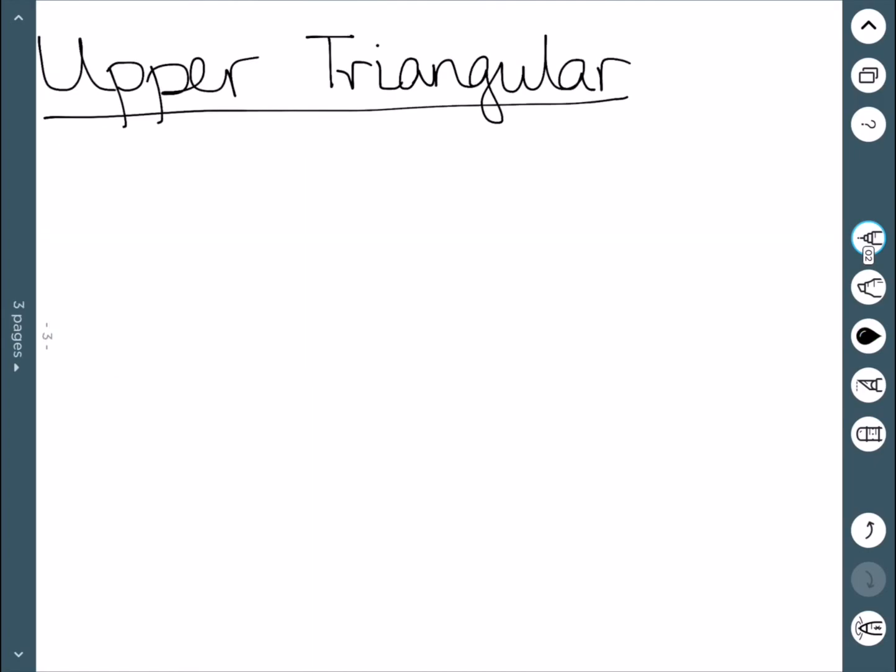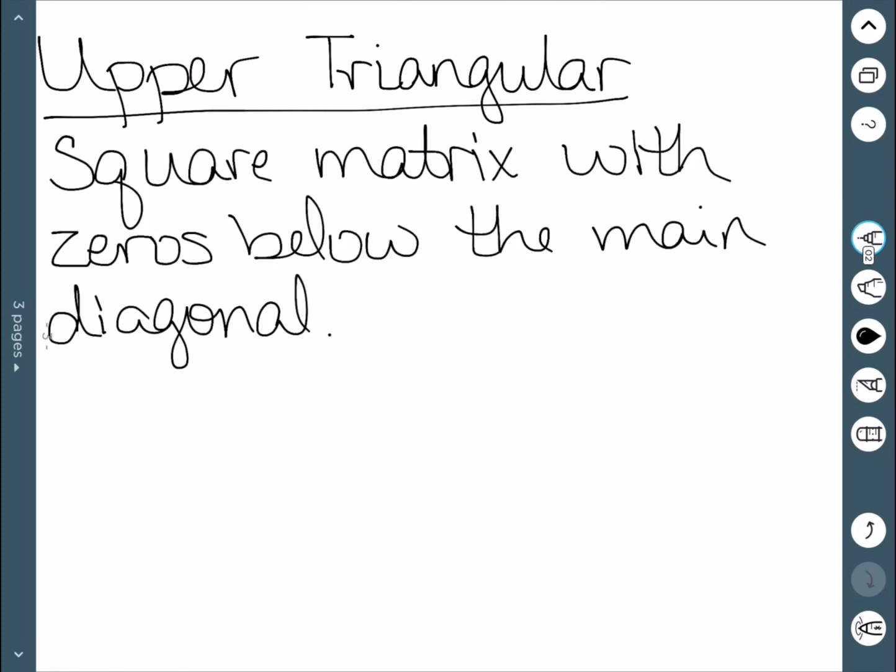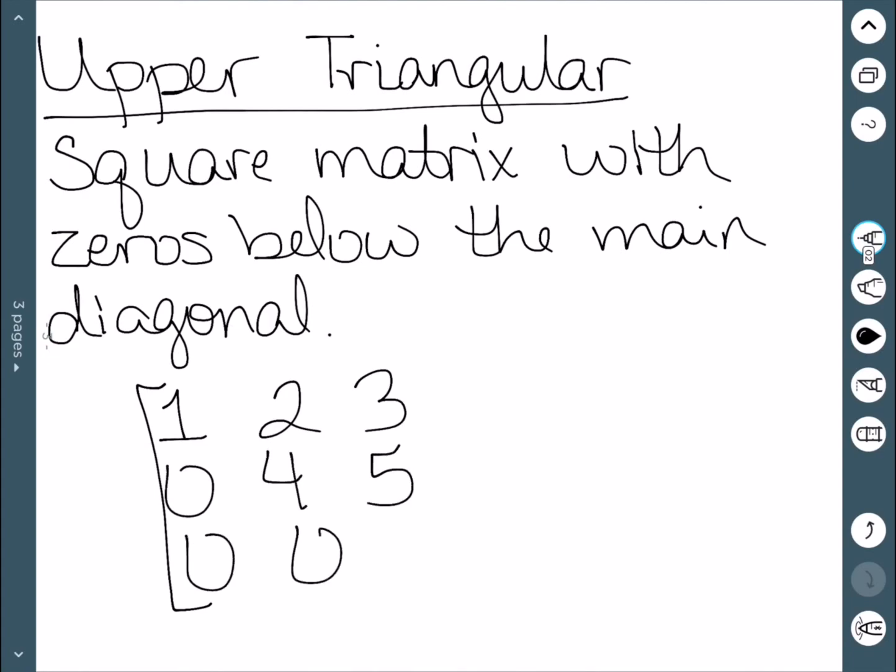Similarly, we have what is called an upper triangular matrix. This is a square matrix with zeros below the main diagonal. So like 1, 2, 3, 0, 4, 5, 0, 0, 6. Now I have my main diagonal, and everything below that is a 0. So if I draw through the entries that do not have to be 0, I have this upper triangle.